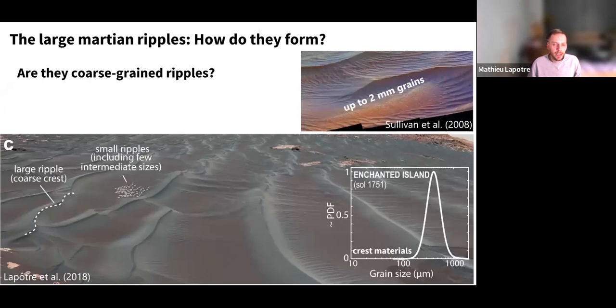Another possibility is that the large Martian ripples are coarse-grained ripples, such as those observed by the Spirit rover, yet another rover at El Dorado, here shown in the top right, as well as by the Curiosity rover itself in a sand sheet outside of the dune field, as you can see here in the bottom. Both of these hypotheses, that the large Martian ripples are impact ripples forming in bimodal sand, or that they are coarse-grained ripples, require the presence of a coarse-grained population.